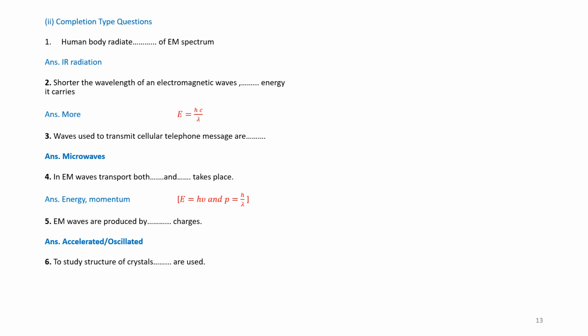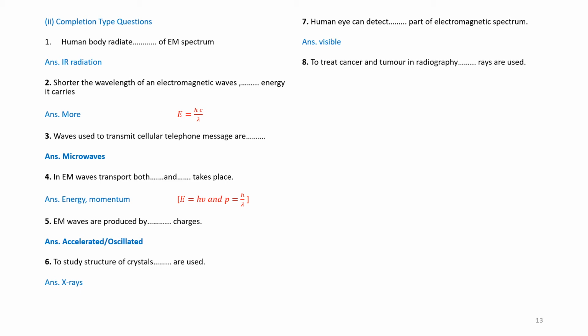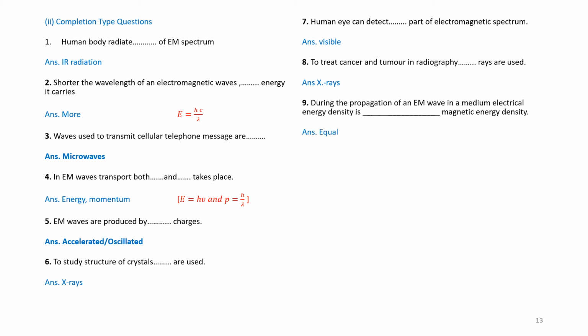Question number 6. To study the structure of crystals, dash are used. X-rays are used. Human eyes can detect the visible part of the electromagnetic spectrum. Question number 8. To treat cancer and tumors in radiotherapy, X-rays are used. During propagation of an electromagnetic wave in a medium, the electric energy density is equal to the magnetic energy density. We have proved it: UE is equal to UB.